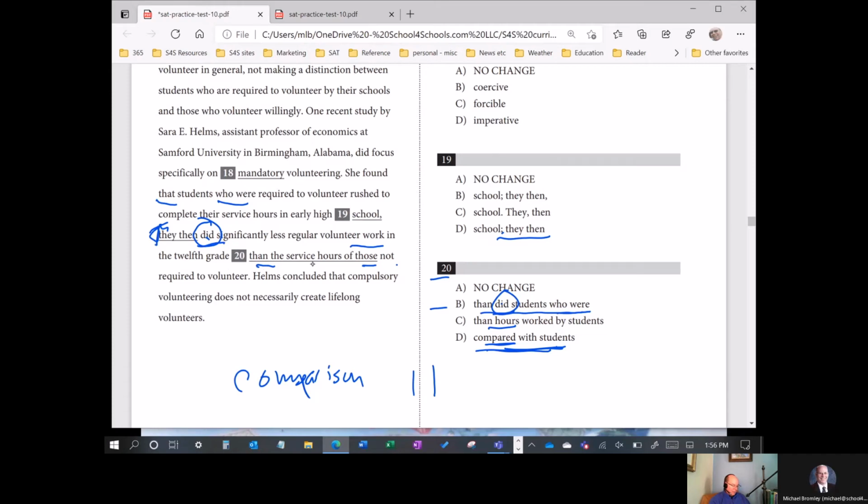In the 12th grade, then the service work. Here we're comparing service hours to they who did the action, which is the students. So service hours, we get rid of A. Then hours, and again, C has the same problem because we're comparing students with hours as opposed to students. So between these two, B and D, we have to go with B because we have they then did students who were. When we have that comparison, we need to maintain the did here. Next up is number 31.